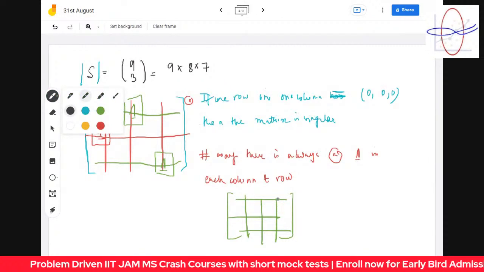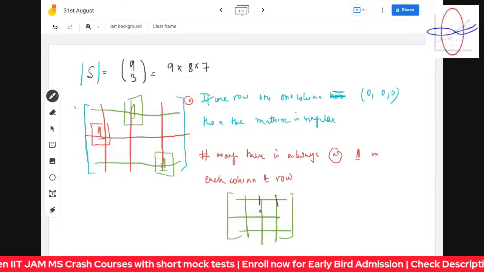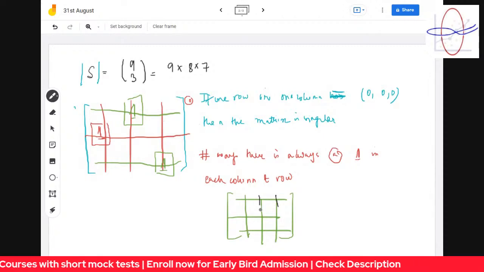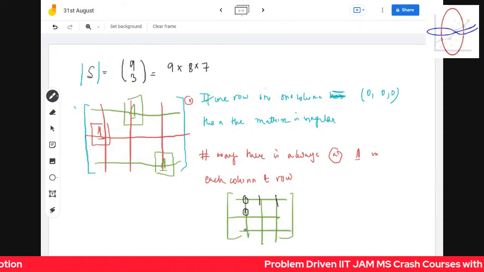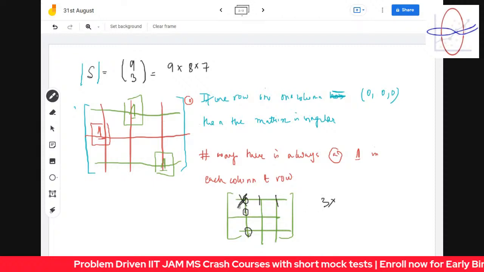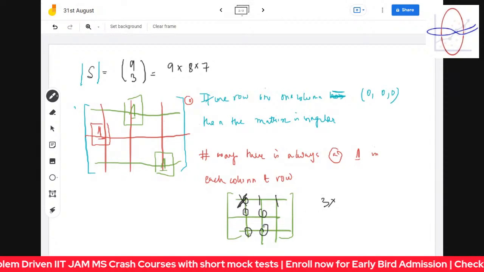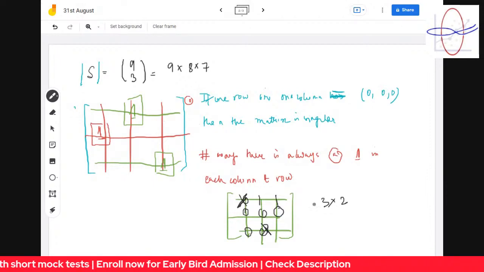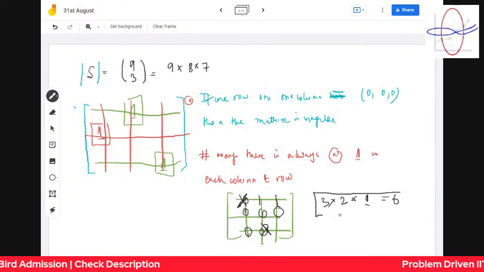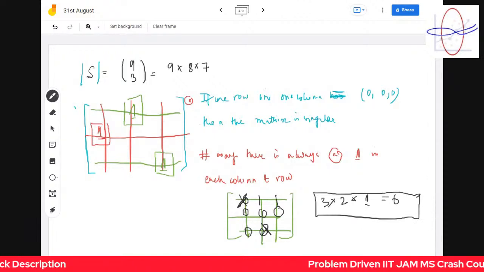what do you get over here? Understand it very carefully. You're putting three ones over here. So out of these three places, you have three choices. Once one of the choices is made, you have two choices left for the next one, so it's into two. And once you've made that choice, there's only one choice left in the last row or column, so that is into one. So six such choices. So there are exactly six such matrices which are non-singular.